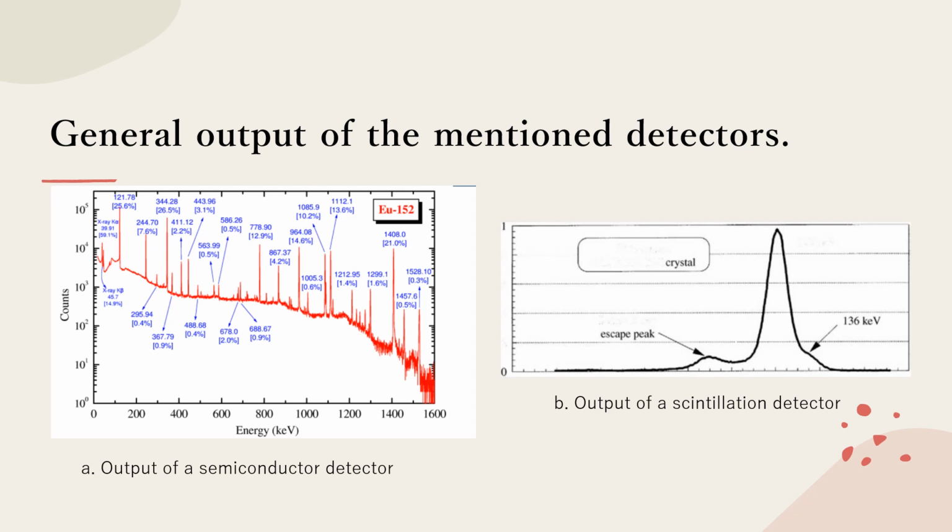This is a typical output of the semiconductor detector and scintillation detector. As you can see, on the left side we have the semiconductor detector output, while on the right side we have the scintillation detector output. And the resolution of semiconductor detectors is far better than scintillation detectors.